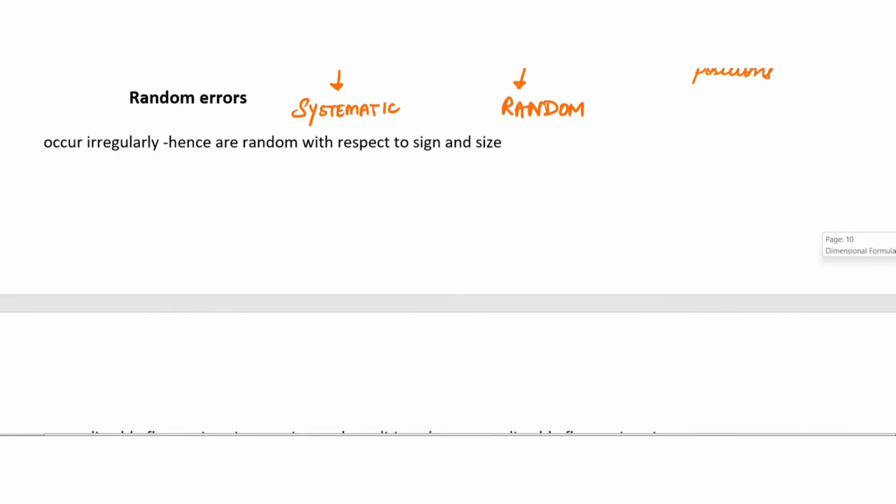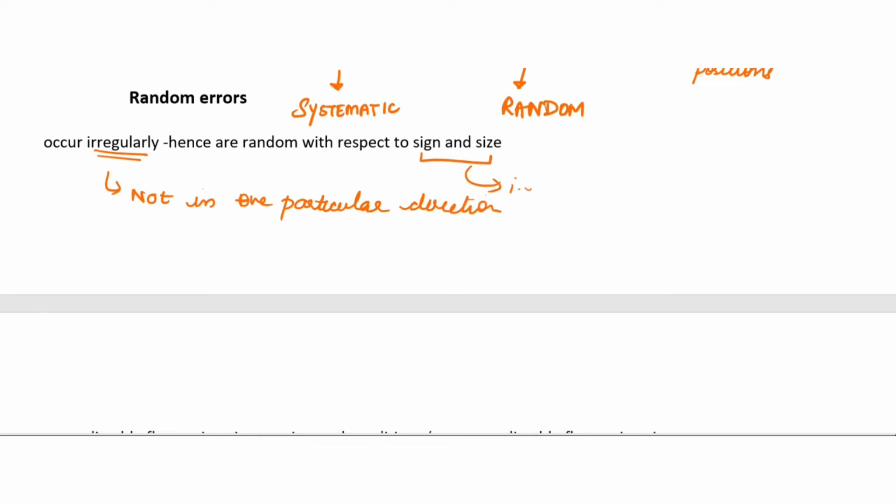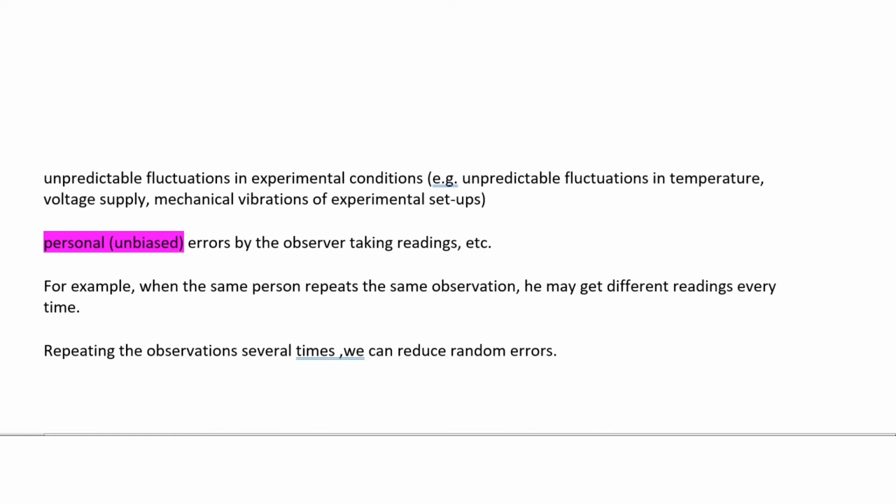Now let's look at random errors. As the name suggests, the cause of the error is not known. It's not in a particular direction. It can be either positive or negative. We don't know. It's very random. Okay, it is unpredictable, it is irregular. Okay, let's see what the types are. First one is due to unpredictable fluctuation in experimental conditions like temperature, voltage supply, and so on.